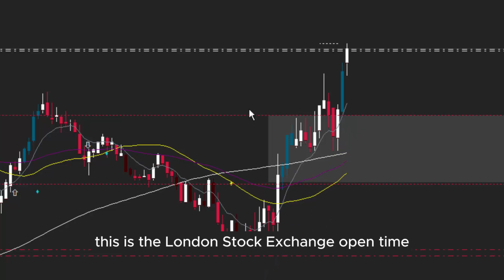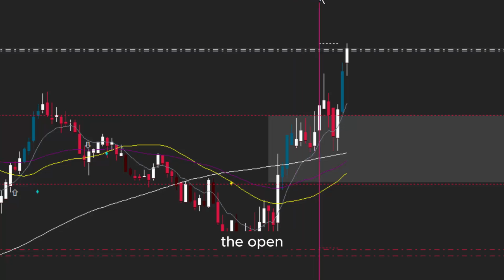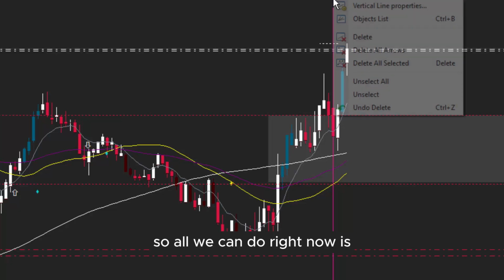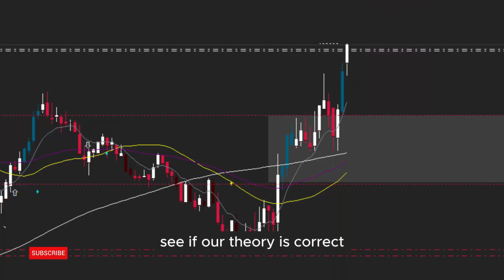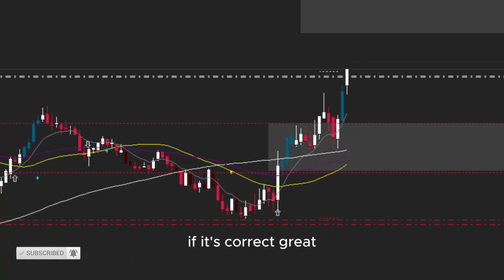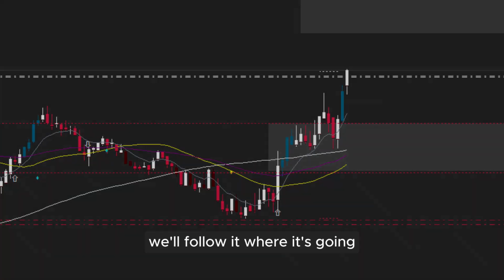Looking at this area here, it's gone up before the open. This is the London Stock Exchange open time. The open started on this candle here. So all of this is post open movement. So all we can do right now is see if our theory is correct at the moment. If it's correct, great. If it's not, no problem. We'll follow it where it's going.